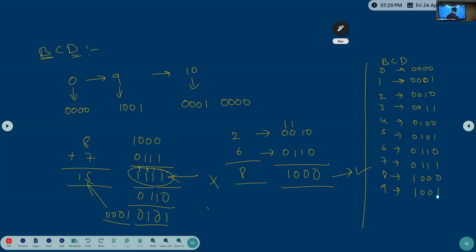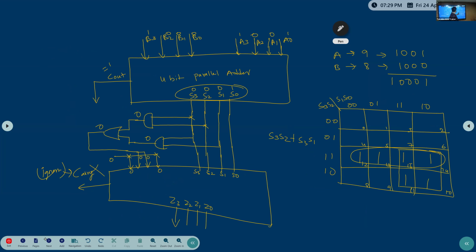0 carry 1. This one is carry 1. This carry is very nice. 7 2 5. What is this? BCD, right? BCD also. This is the problem.